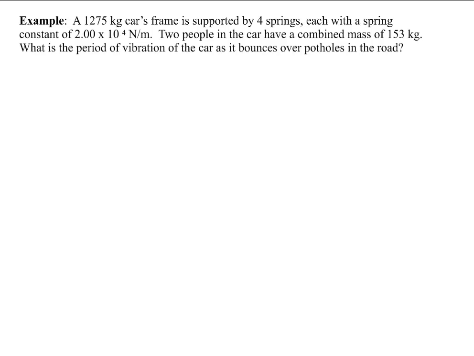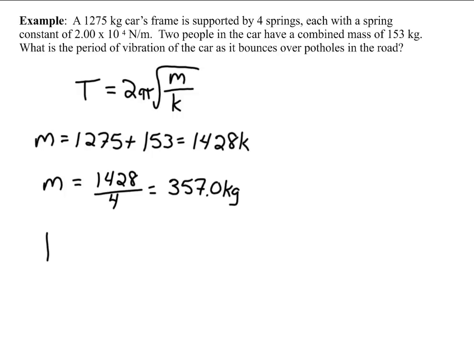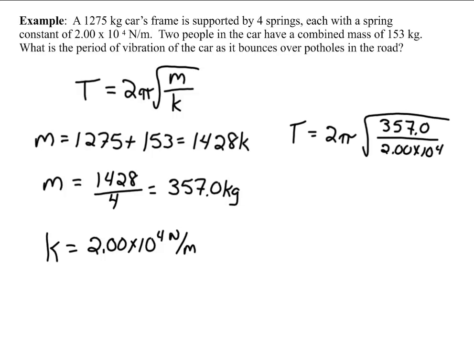So we're looking for period, so we'll use our spring equation. The mass is going to be the mass of the car plus the people in the car. So a total mass is 1428 kilograms. But because we have 4 springs, each spring roughly supports 1/4 of that. So each spring supports 357 kilograms. And each spring has the same spring constant, that's k, and that's 2 times 10 to the 4th. And so now we have the numbers, we can just put it into our equation and find out what the period is. So our period is 2 pi times the square root of 357 divided by 20,000. So we end up with a fairly small period of 0.839 seconds.